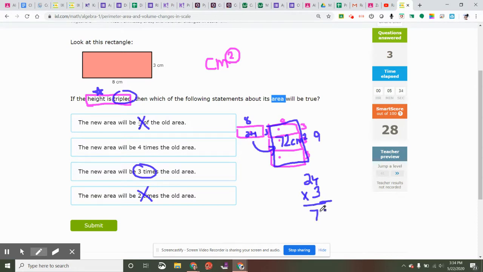And that works because algebraically, my old area was 8 times 3. My new area was 8 times 9. Well, if I expand that 9 and I don't write it as a 9, let me write it as where that 9 came from. That 9 came from the original 3 multiplied by the scale factor of 3. And you can see that if 8 times 3 was my old area, the new area was the same old area multiplied by 3.